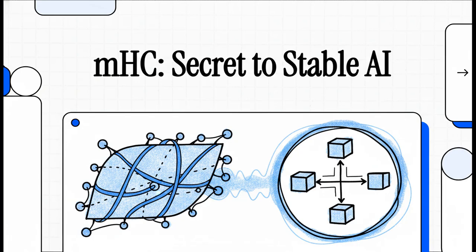All right, let's talk about something really cool in AI architecture. Now, the name is a bit of a mouthful, I'll give you that. Manifold-Constrained Hyper-Connections. But trust me, this is a huge deal. It might just be the secret ingredient we've been looking for to build truly massive, stable AI. So, let's break it down.